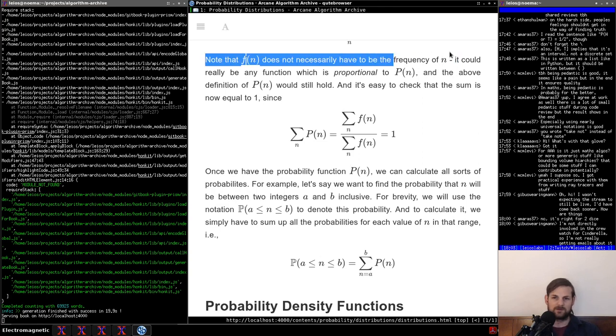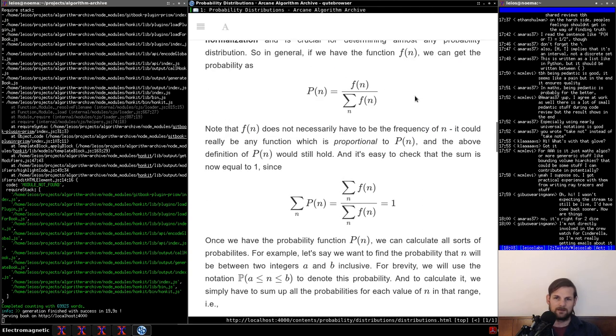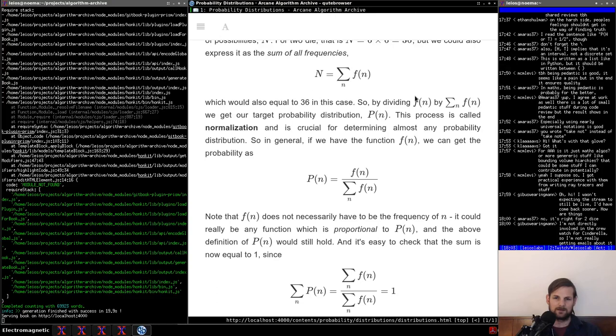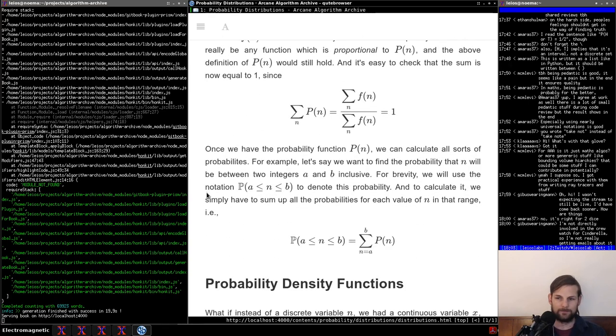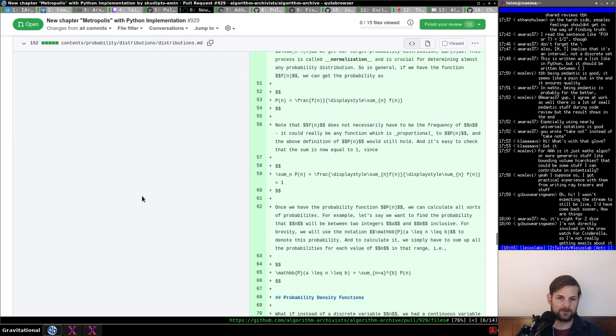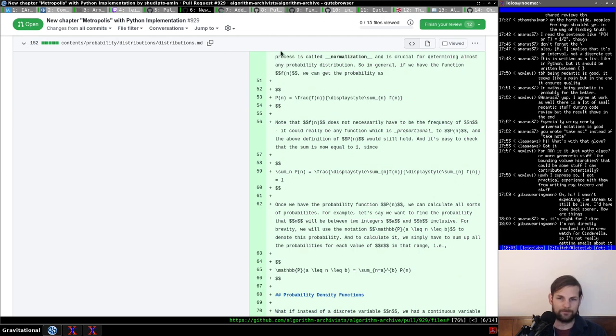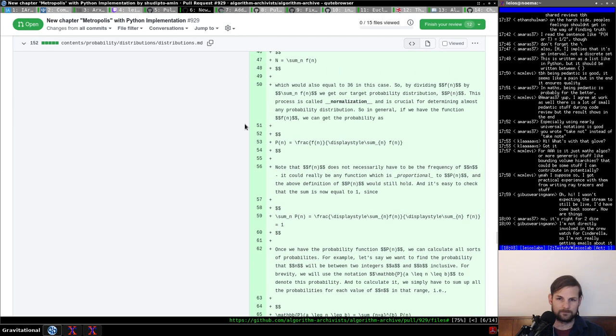Okay, I don't know what's meant by frequency. What's frequency? In the definition, P of n would still hold. It's easy to check the sum is now equal to 1. I should know what the frequency is, but I genuinely don't. Did I miss something?